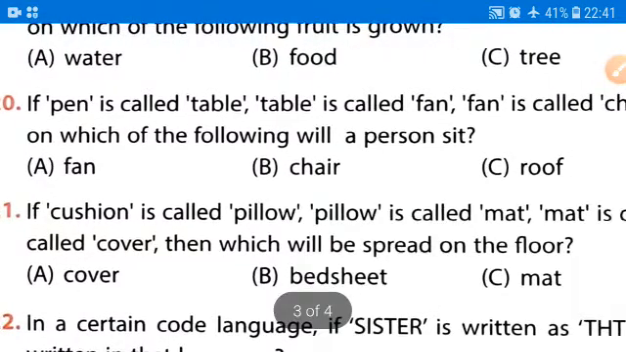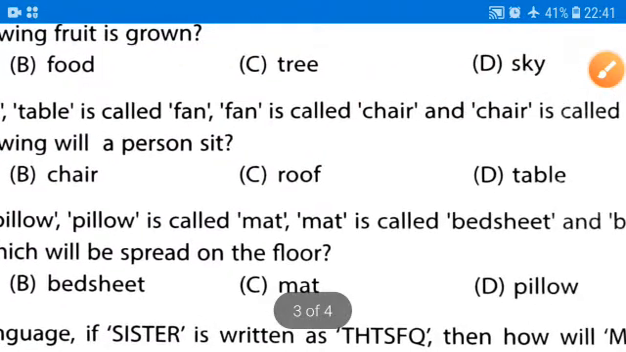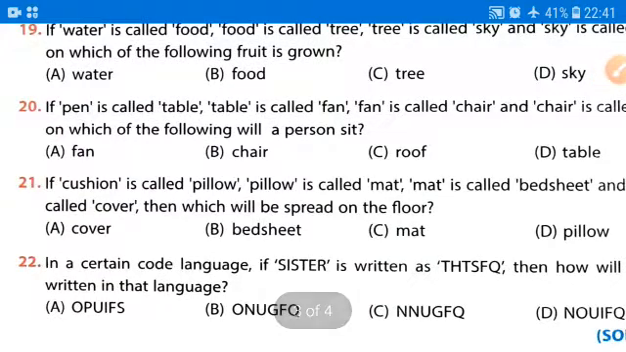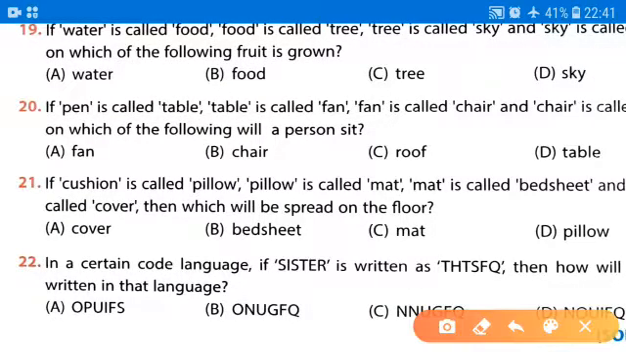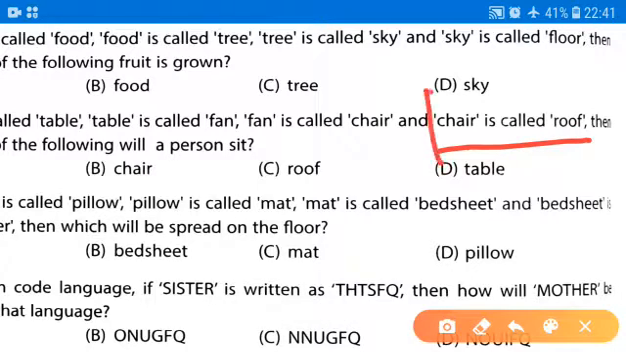Now similarly, let us take one more example, question number 20. Pen is called table, table is called fan, fan is called chair, chair is called roof. Then on which of the following will a person sit? We know very well that we sit on a chair, and the chair is called roof here. So the correct answer for the question is option C.